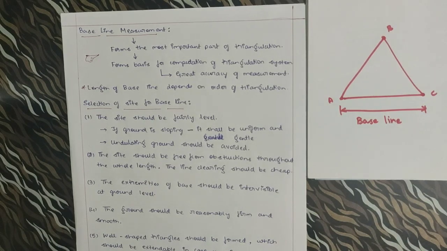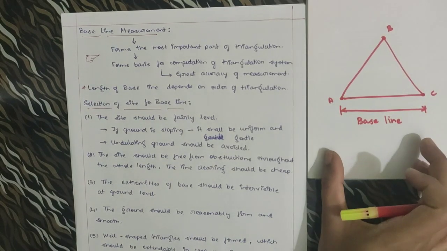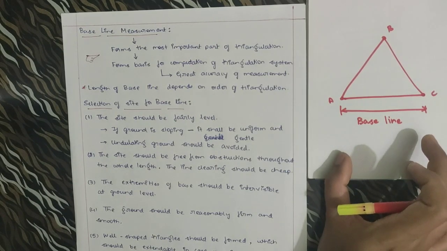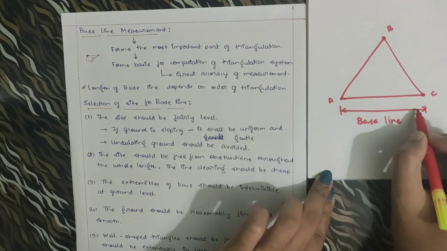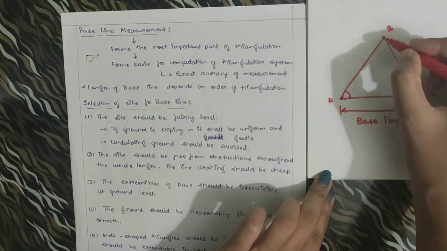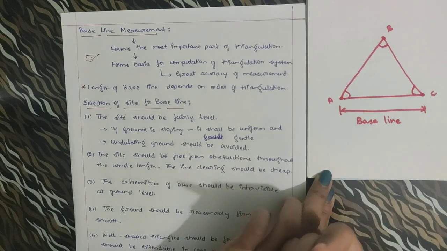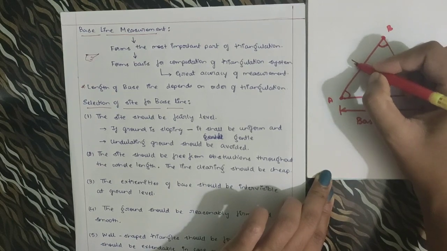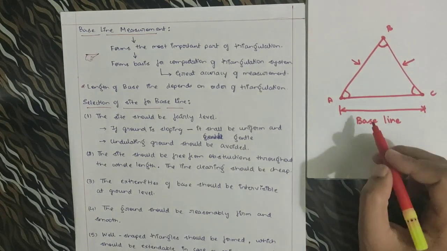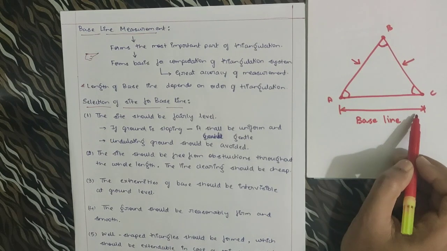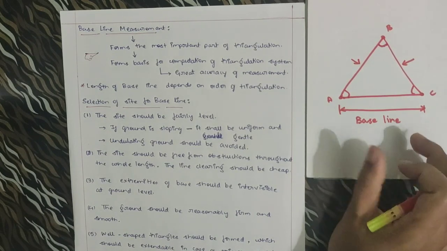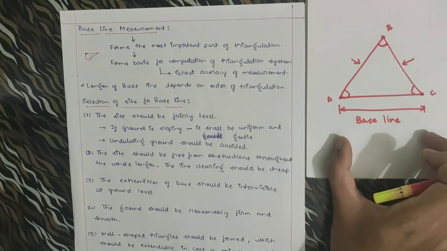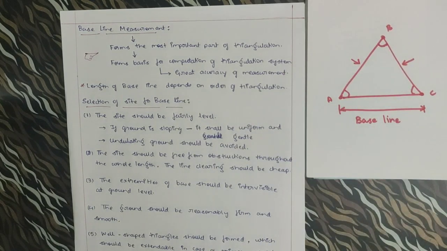This baseline measurement is very important as it forms an important part of the triangulation. Why is it important? Because using the length of this baseline and the angles of the other sides, we will calculate the lengths of these two sides. So the measurement of the baseline is very important. This forms the basis of computation of the triangulation system, as I said.